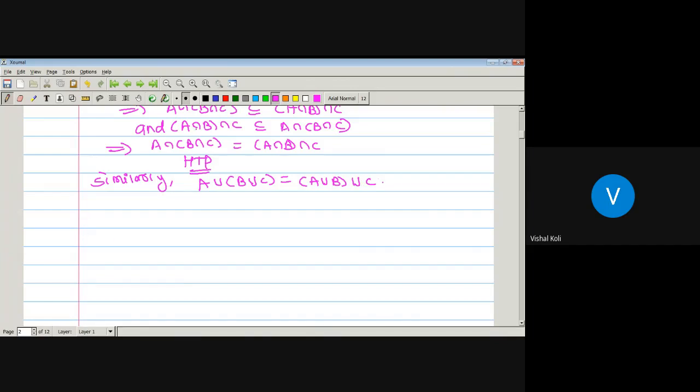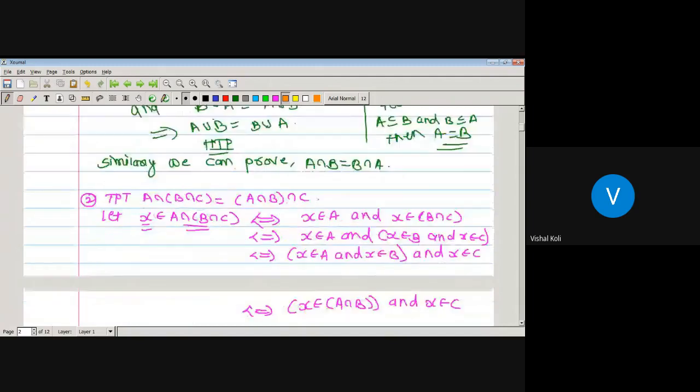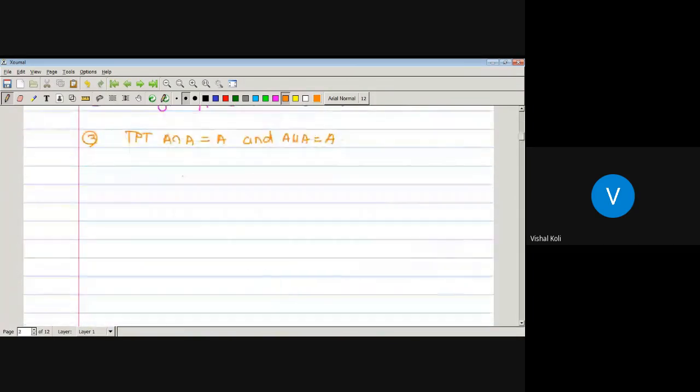Okay. Now the third one. In the third one, we have to prove that A intersection A is equal to A and A union A is equal to A. But if we use the first property, that is A union B equal to B union A, then we obviously get A union A is nothing but A. Since the union of two sets contains all those elements which are belonging to either A or B. As here, the union of these sets, both are the same, A and A. Therefore, its union contains only the elements of A.